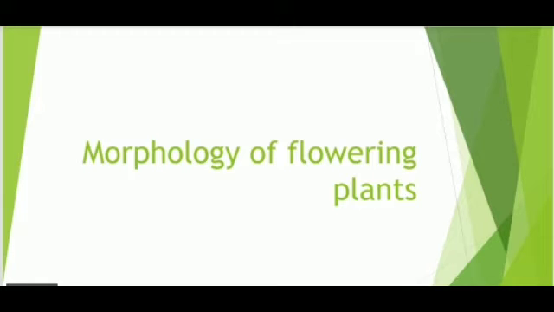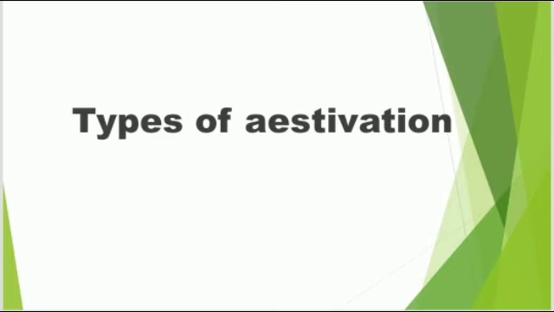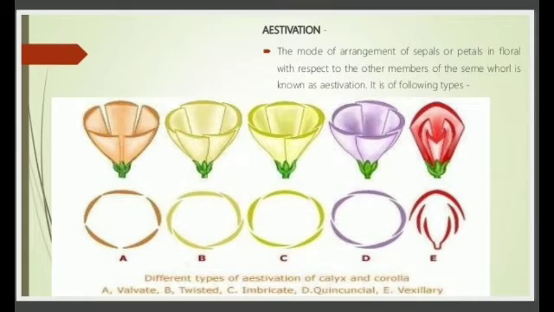Now first one is types of estivation. See, estivation is the arrangement of sepals or petals in floral bud with respect to the other members of the same whorl. Okay, so it is of different types. Arrangement of sepals or petals in floral bud is known as estivation. Now we are going to study different types of estivation.